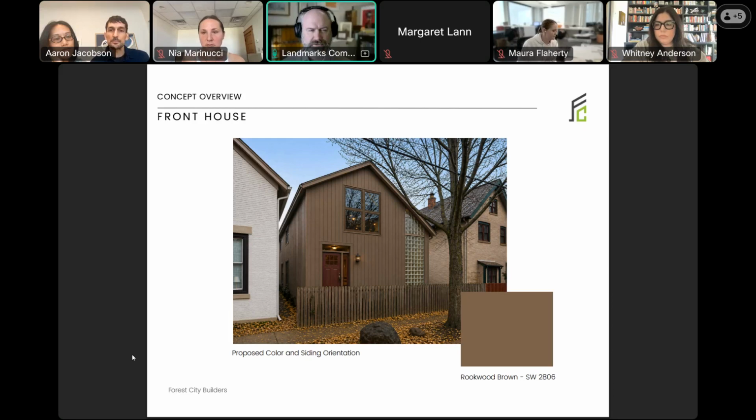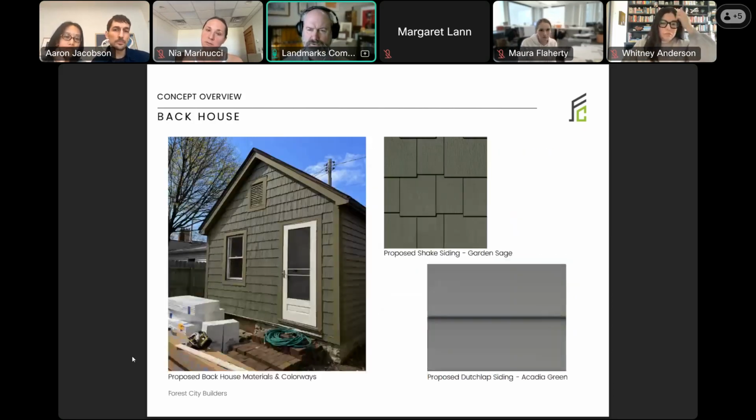Madam Chair, just a point of clarification. Are you also proposing to reside what's labeled as the back house? Yes. And is that the proposed shape? Is that a cementitious product as well? And then is this Dutch? It doesn't look like Dutch lap. Is it vinyl siding being proposed, or is it LP Smart siding as well?